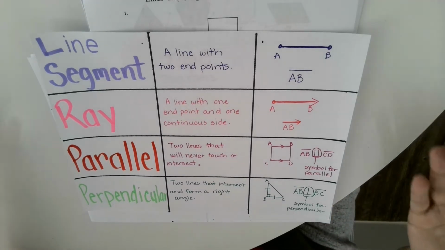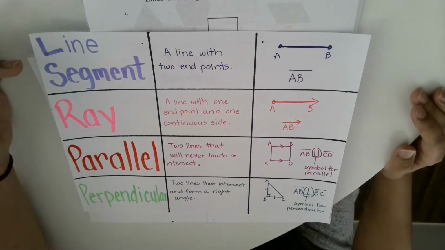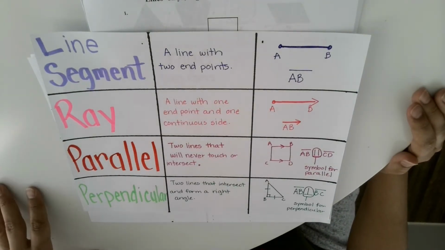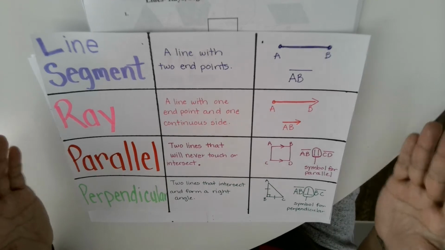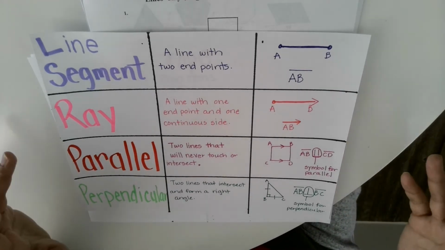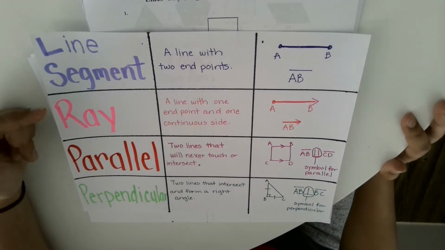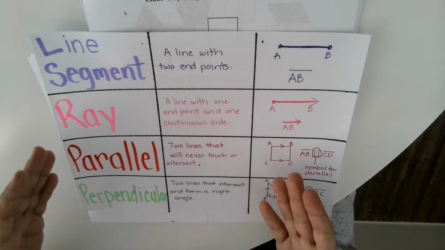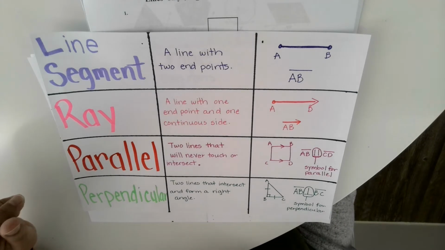Okay, here's my anchor chart for today. On the left side, we have our vocabulary words. You guys will remember these when we moved into the geometry portion of our lessons. Remember, I had you start writing down vocabulary in your books. So these are just the vocabulary words that we wrote down in the books.